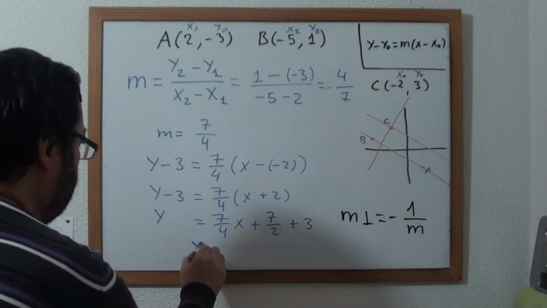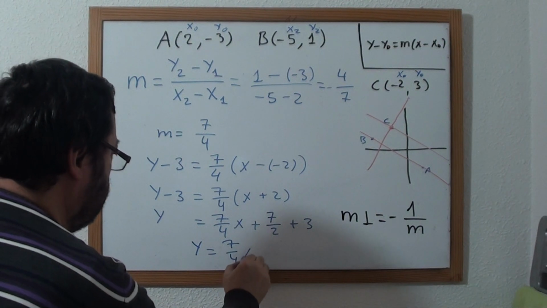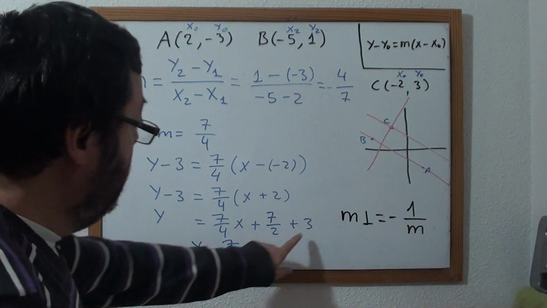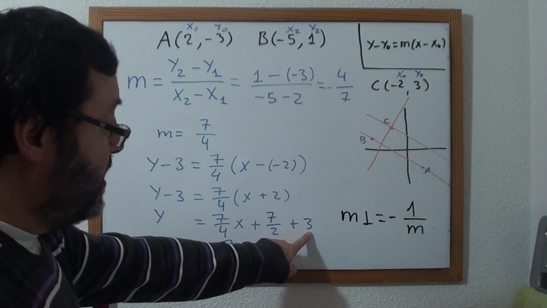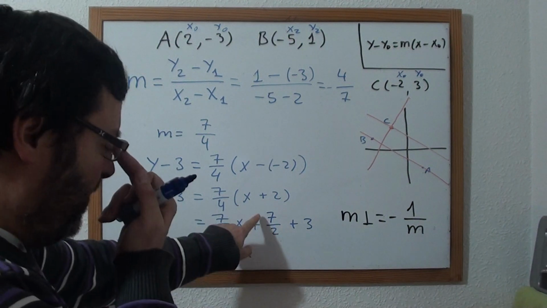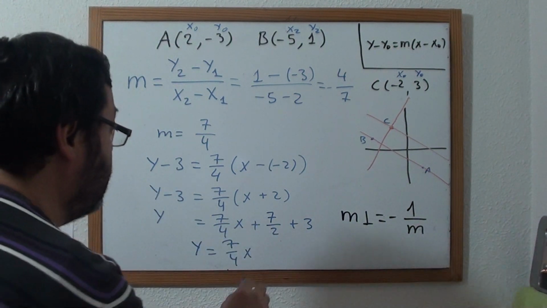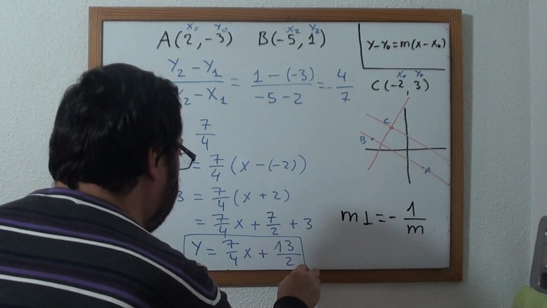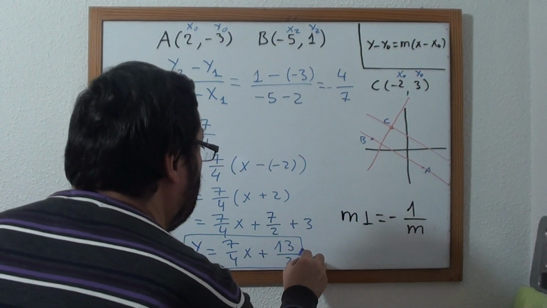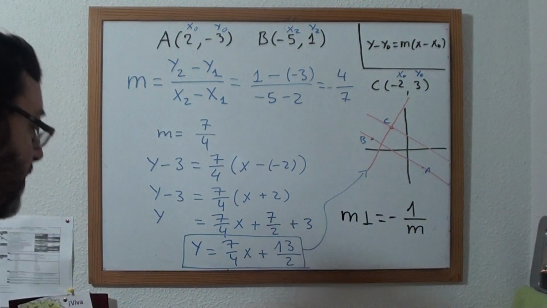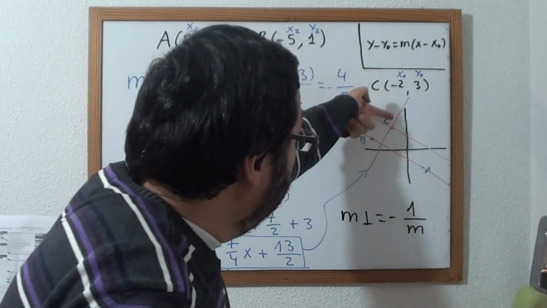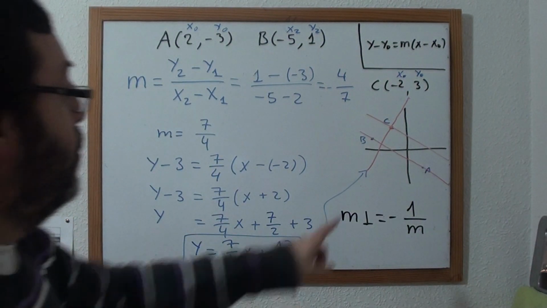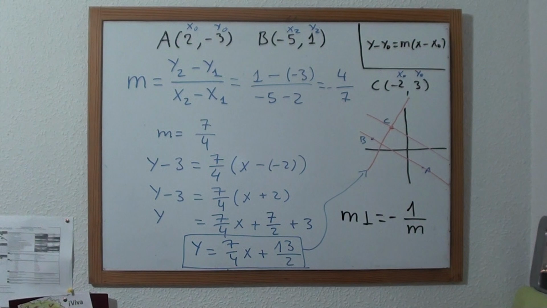So we are almost done. y equals 7/4 of x, and now 7/2 plus 3. 3 is how many halves? 6 halves. So 7/2 plus 6 halves is 13 halves. And this is the equation of the perpendicular line. The line perpendicular to both previous lines and going through point C.